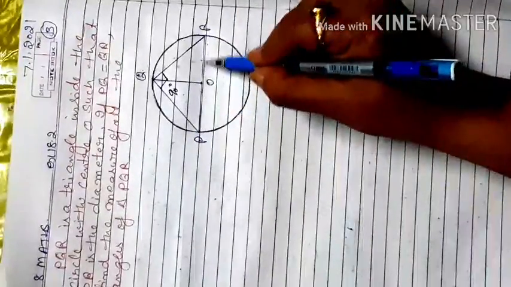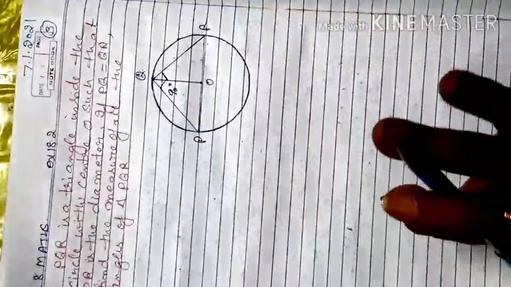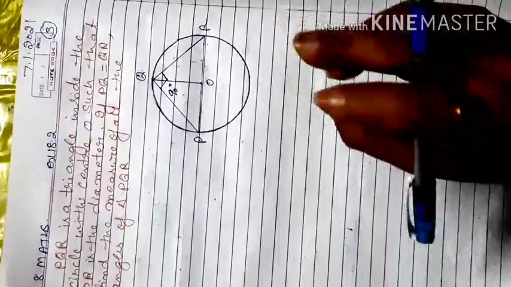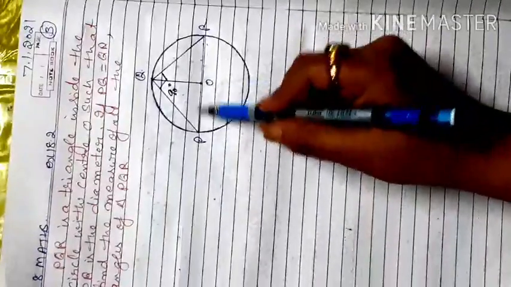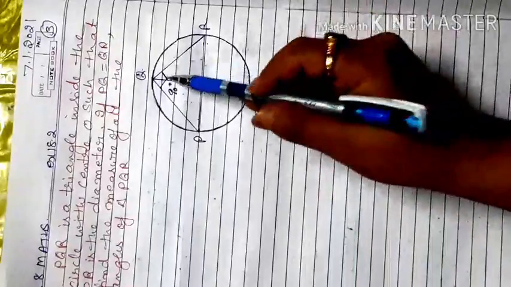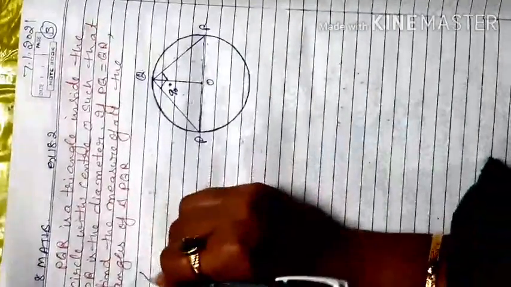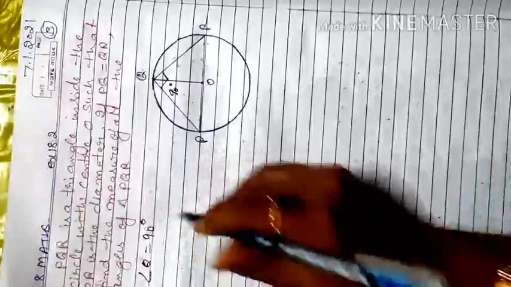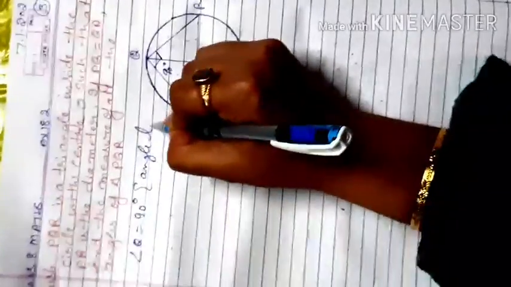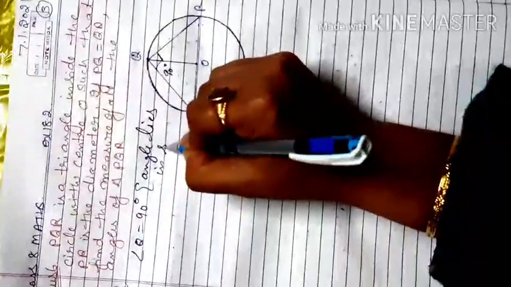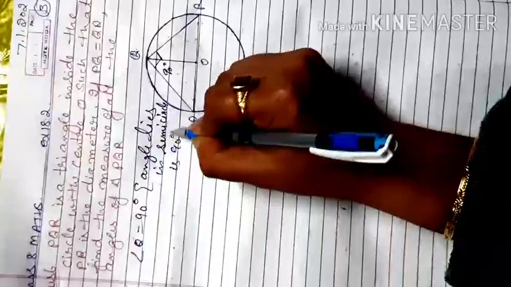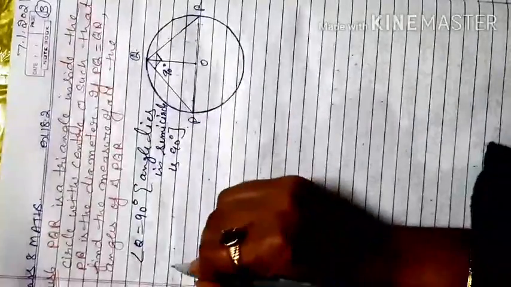Though this side and this side are equal to each other, that means angle P must be equal to angle R. Before that, to show this angle is equal to this, you must prove the congruency of these two triangles. So first I will write angle Q is equal to 90 degrees, because an angle in a semicircle is 90 degrees.